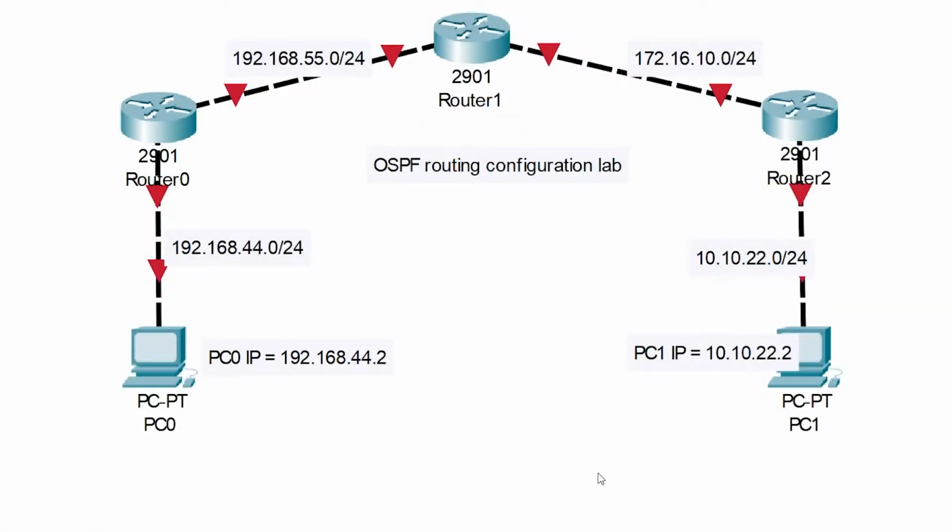Okay, now we're going to do the EIGRP routing lab. This is basically the same thing as the OSPF lab that we just did. I know it says right here OSPF, but that should be EIGRP. That doesn't make any difference to our lab.